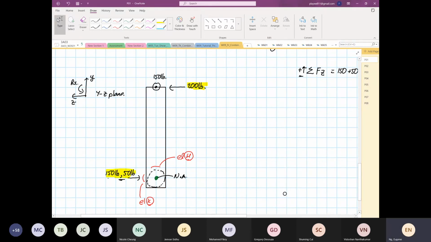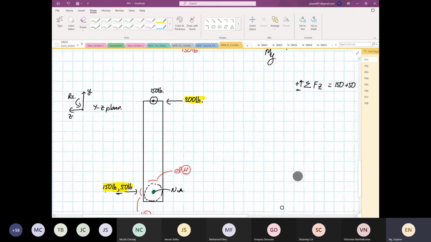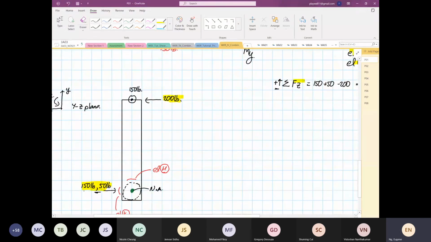Okay, so over here we have done our force summation about Z already, and we realize that it's equal to 0. If you want to do it again, fine, but don't waste time, because when you form the equation, it looks exactly the same. So move on. Now, the thing that's interesting is the 200 pounds has a certain distance away from the neutral axis.